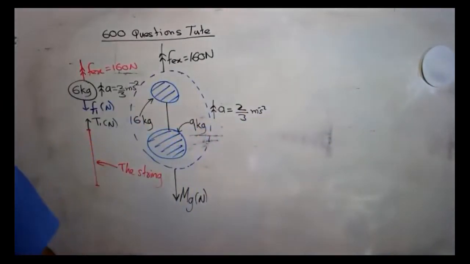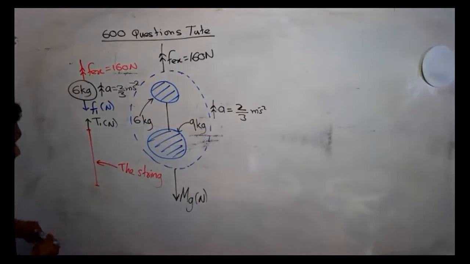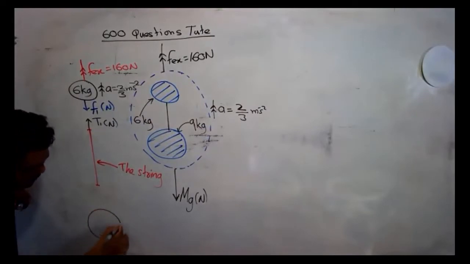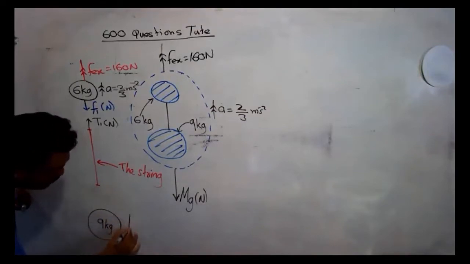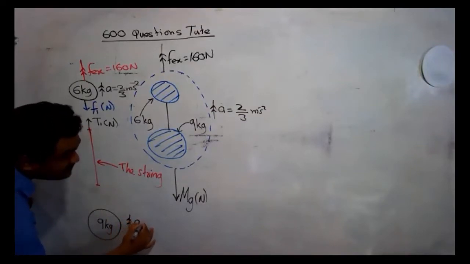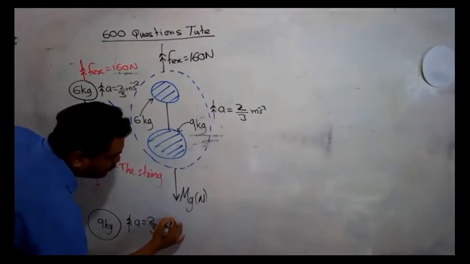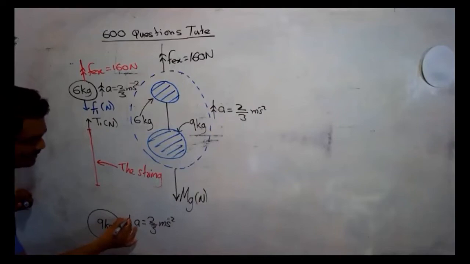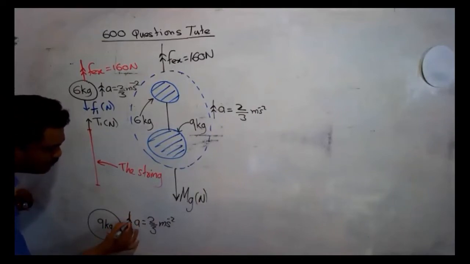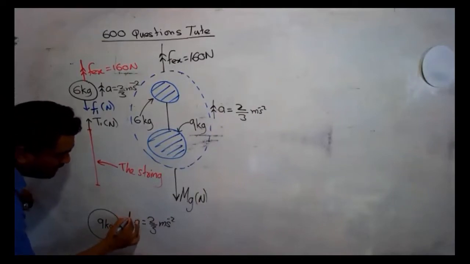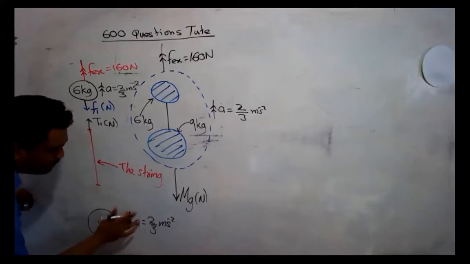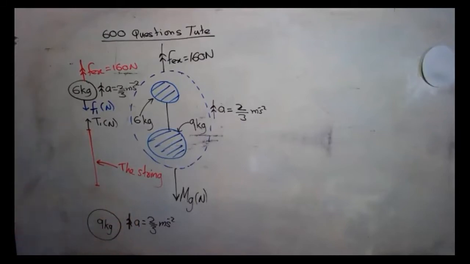Now look at the board. This 9 kg object is also moving up with the same acceleration of 2/3 meter per square second. Why is this object moving up? Somebody unmute the mic and tell me the reason.